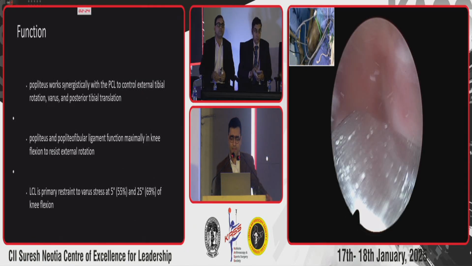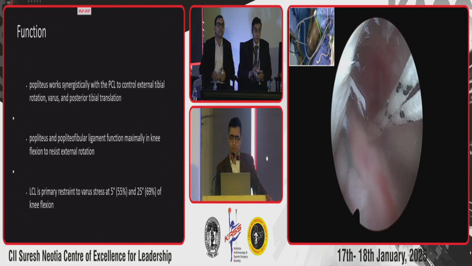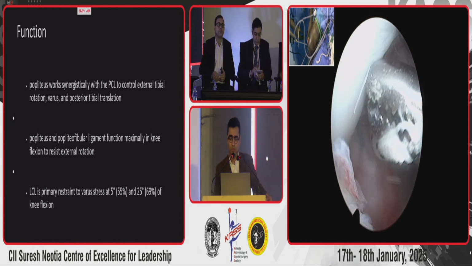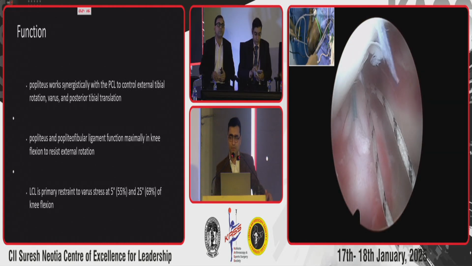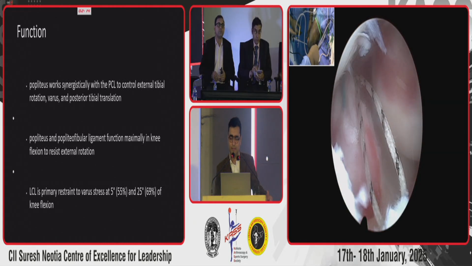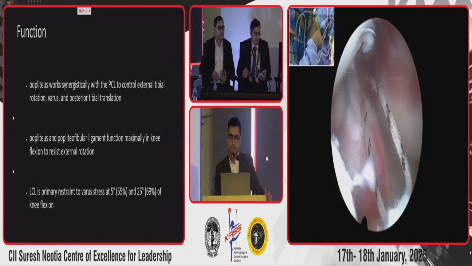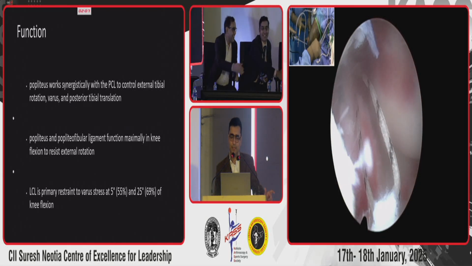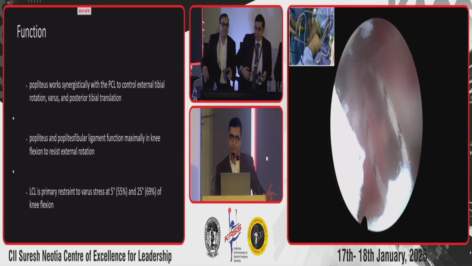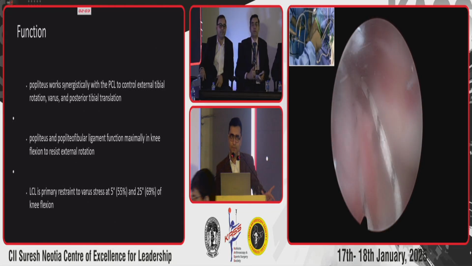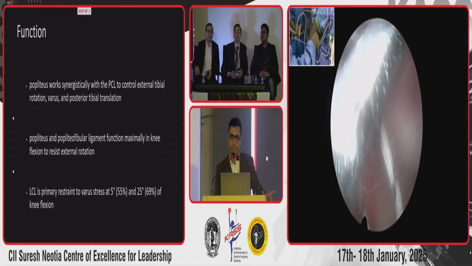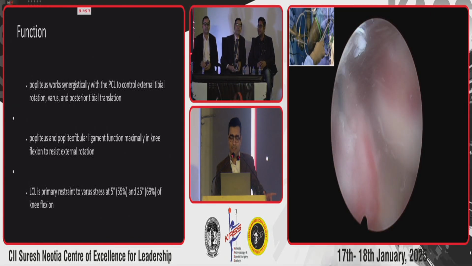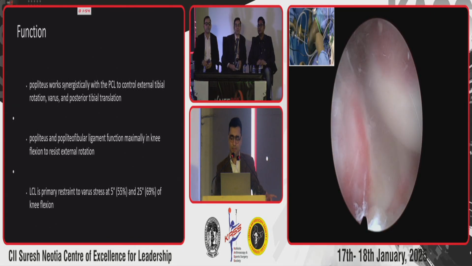Functions, of course, the popliteus works synergistically with the PCL to control external tibial rotation, varus and posterior tibial translation. So it prevents external rotation, varus and posterior tibial translation. So PLC has to control the external tibial rotation, varus and posterior tibial translation. These are the three properties, whether it's about the diagnosis, the clinical examination, or the repair. These are the three movements which we have to see: external rotation, varus and posterior tibial translation.